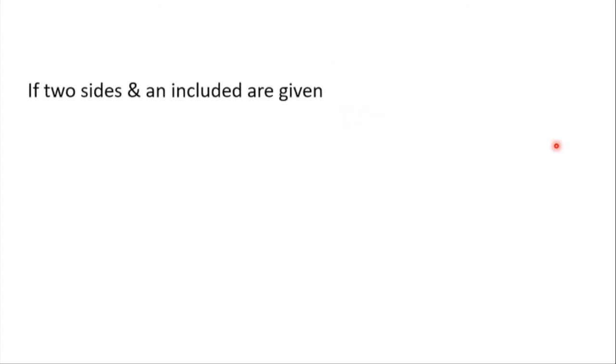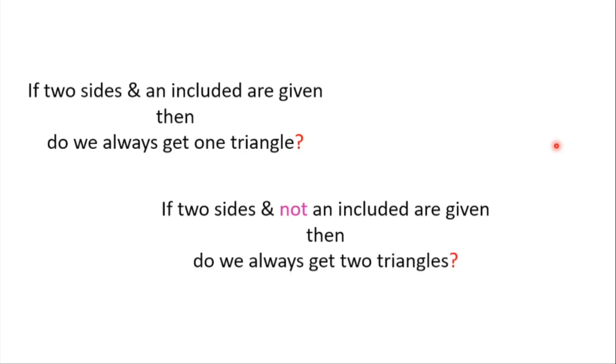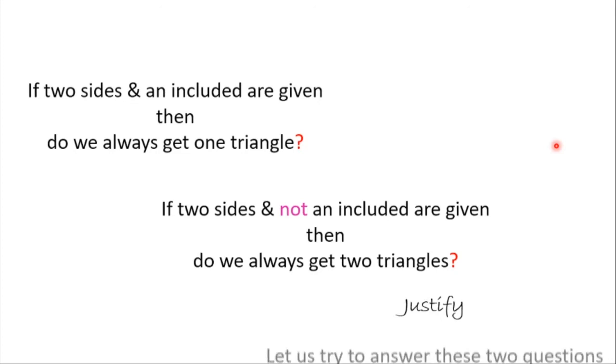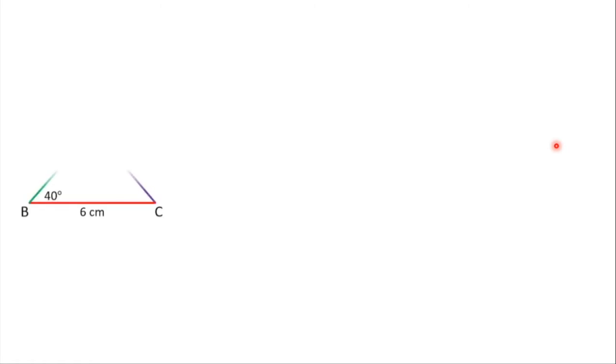If two sides and an included angle are given, then do we always get one triangle? If two sides and not an included angle are given, then do we always get two triangles? We have to justify this now. In the previous session we did it through construction, but in this video we shall try to provide the justification for these two constructions. So let us try to answer these two questions in detail.